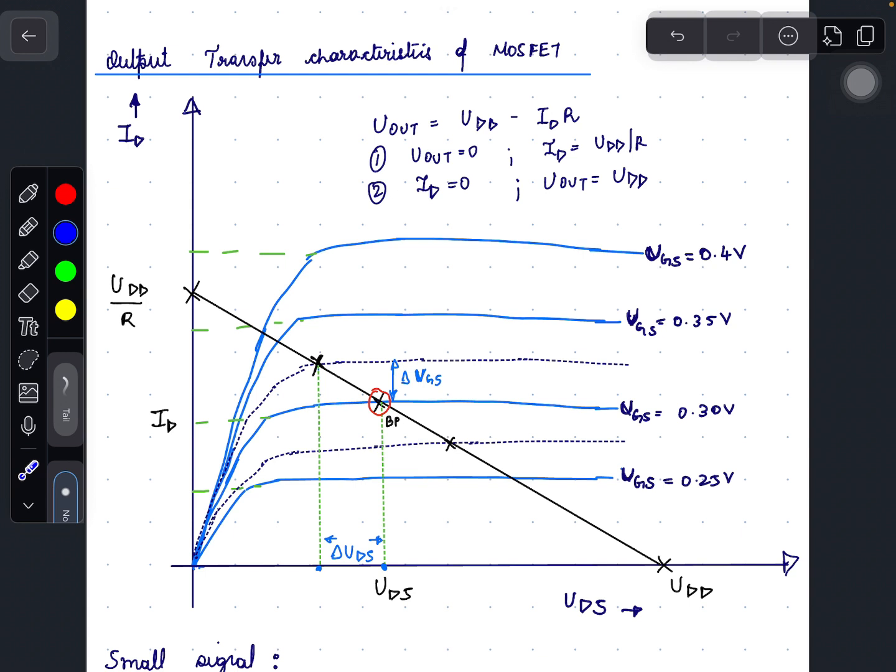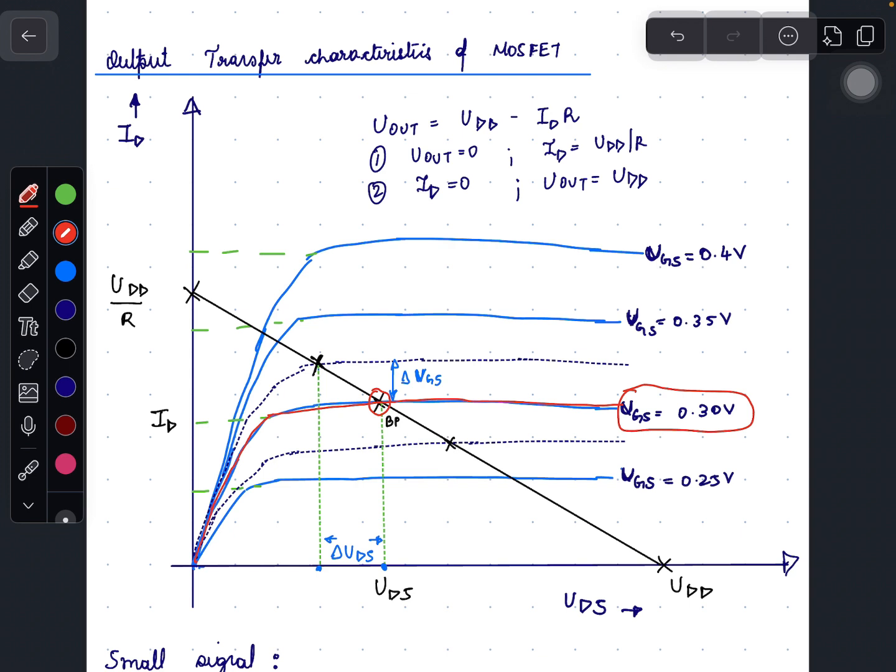And when UGS is set to 0.3 volts, we have the transfer characteristics line, which is shown in red.